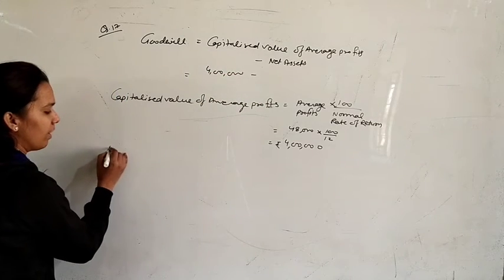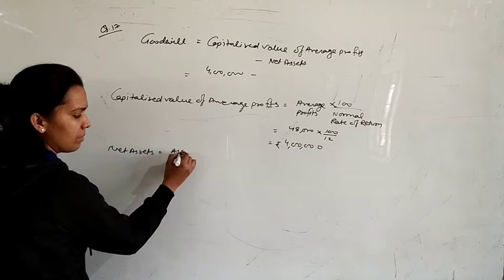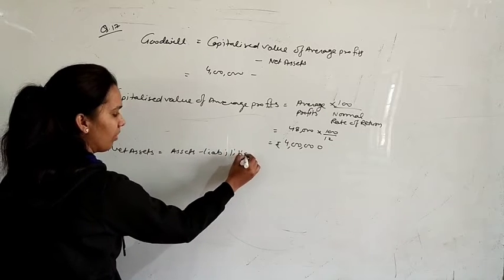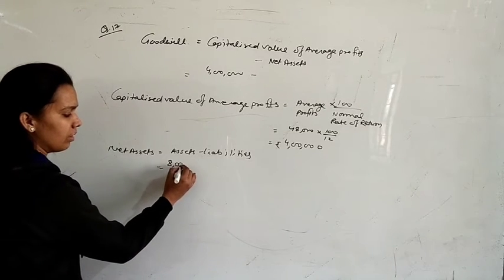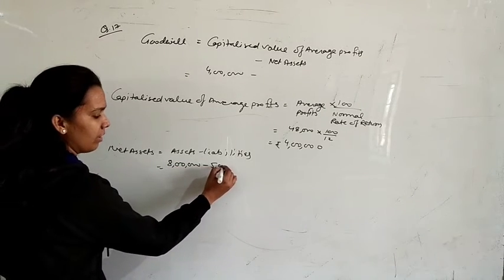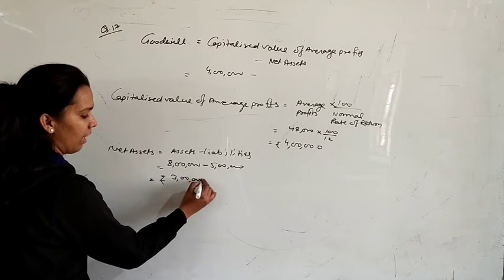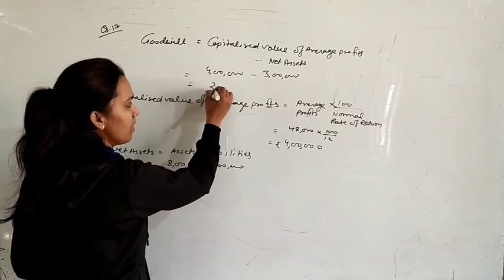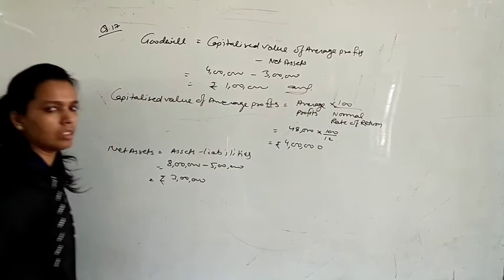Second, we have to find the net assets. So net assets equals assets minus liabilities. Assets are given as rupees 8 lakh and liabilities are rupees 5 lakh. So 8 lakh minus 5 lakh, the amount of net assets will be rupees 3 lakh. This 3 lakh will be transferred here. So your amount of goodwill will be rupees 1 lakh. This is the answer. Okay.